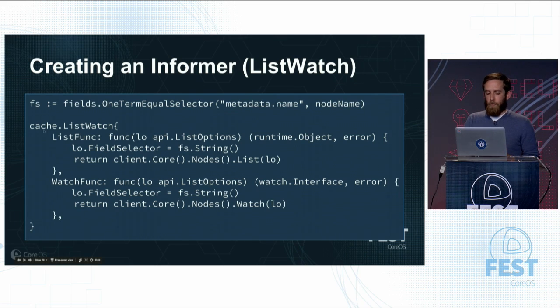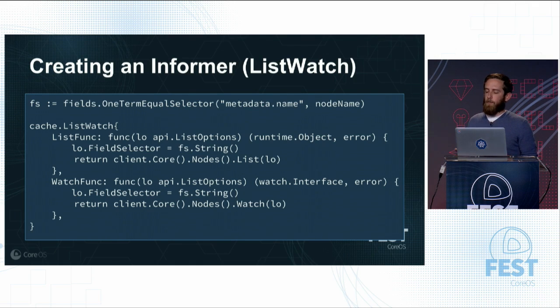Down here, that first block, where you see the client.core.nodes.list, that's just like we were seeing before. We're just asking the API server to list all the nodes. And then same thing with the watch below, where this is the function that you should call to get all the objects. The change here is that this is going to be the list watch that we're going to pass for our agent, which is special in that it only cares about itself.